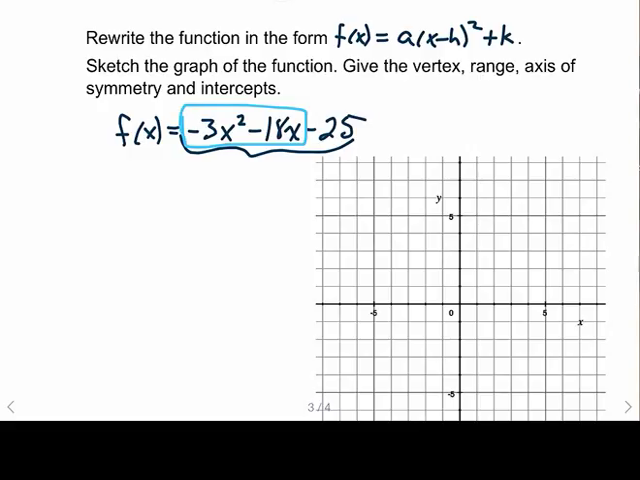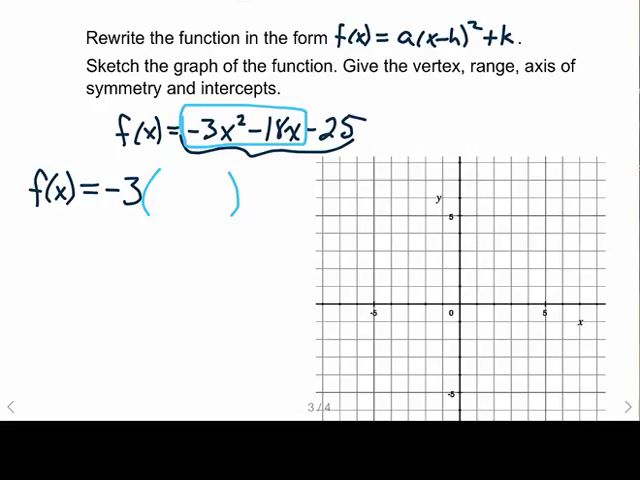Now, if you remember solving by completing the square, if we had a coefficient on the x squared term of negative 3, we would divide both sides by negative 3. But I don't want to do that with this function notation. I want to leave the f alone. So what I'm actually going to do is factor a negative 3 out, but I'm only going to factor it out of the terms that have x, or x squared.